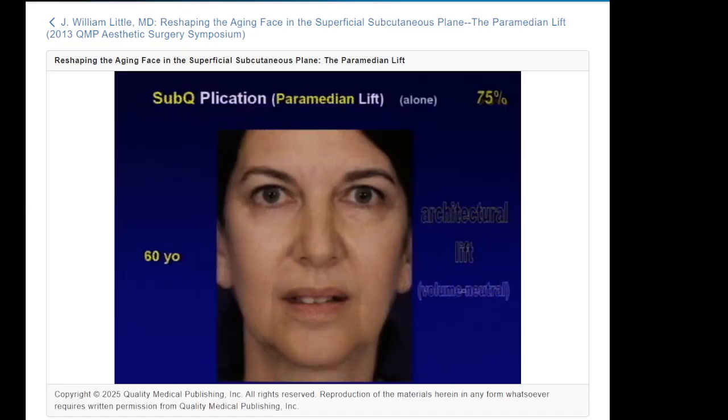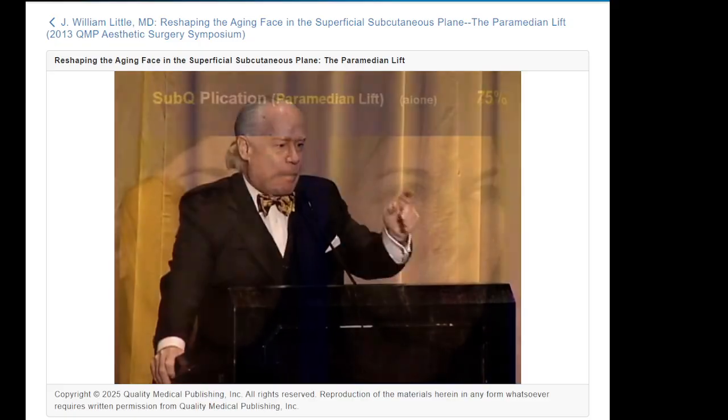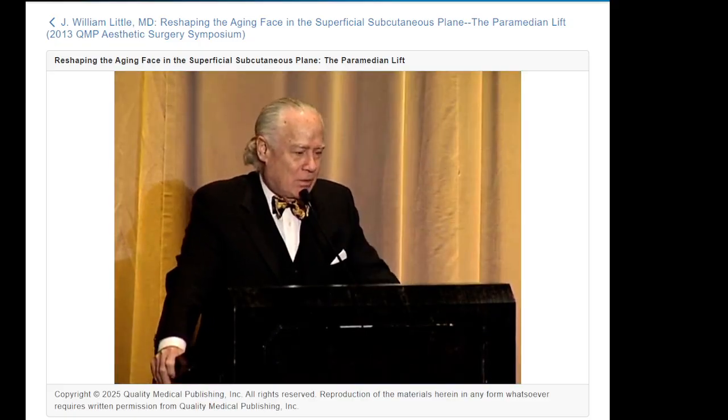Again, nothing's added to the face. This is a volume neutral facelift, and we've simply taken her pillows and put her pillows back at the head of the bed. I hope I've answered my claims about architecture, about the commissure, about SMAS, and about longevity.